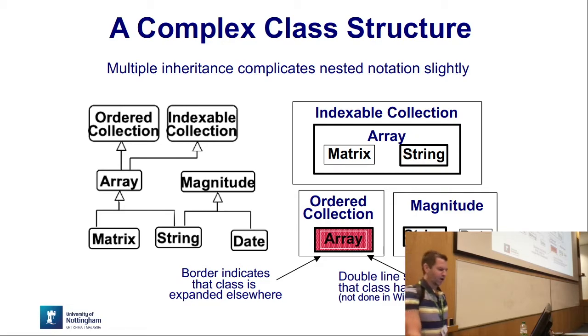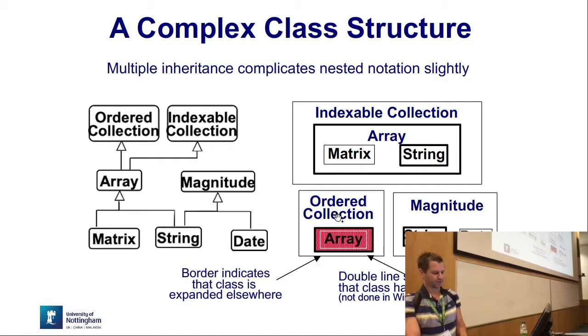Here's a complicated example where we're going back to multiple inheritance, and another good reason to avoid multiple inheritance is because it's very difficult to represent using this nested graph notation. Here we've added a border that indicates the class is expanded elsewhere, so array gets expanded somewhere else, and a double line that shows that a class has another parent. So array has two parents, ordered collection and indexable collection. But how would you draw that in this nested representation? Well, it is possible, but it's not very obvious.